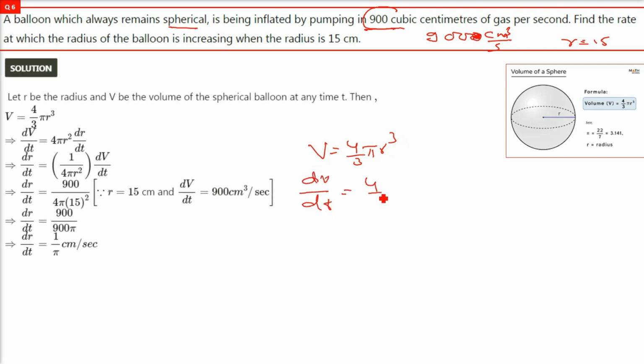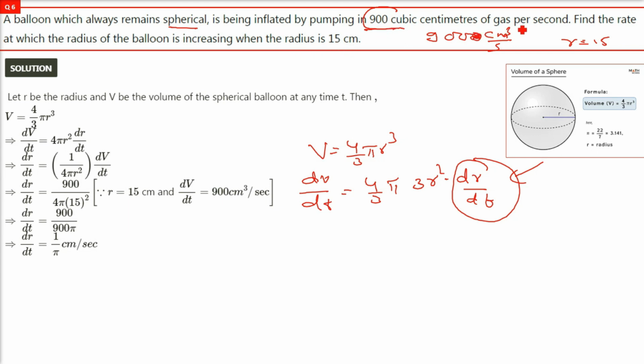4/3 pi, this is going to be 3 r square. And for r, because we are differentiating with respect to t, it is going to be dr by dt. Here the rate at which the radius of the balloon increases is to be found out, so dr by dt is to be computed. dV by dt is already given in the question, which is 900 centimeter cube per second.